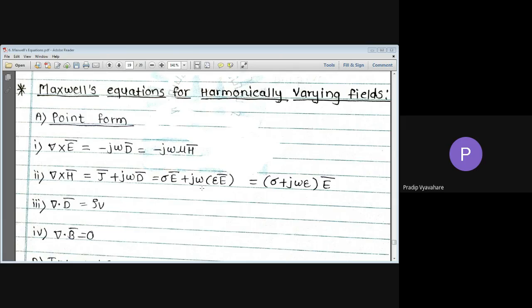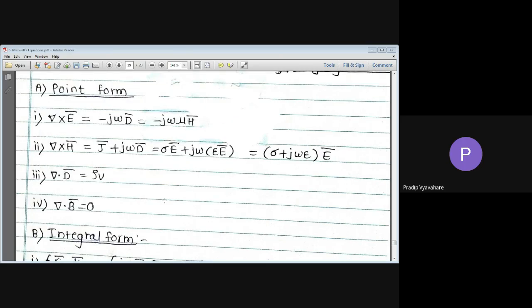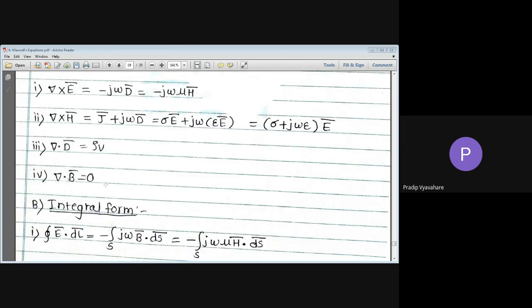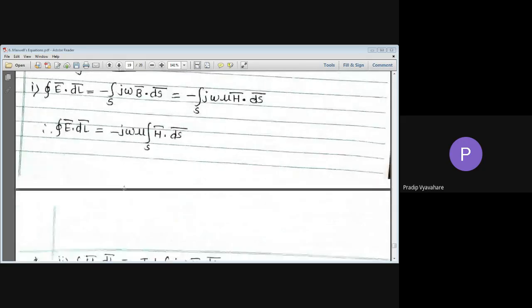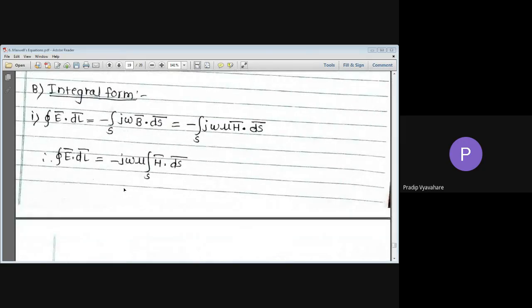Then the third equation: del dot D bar is equal to rho v. These are the harmonically varying field equations in point form. Then del dot B bar is equal to 0. These are the equations in point form.